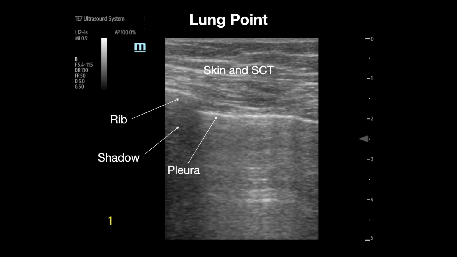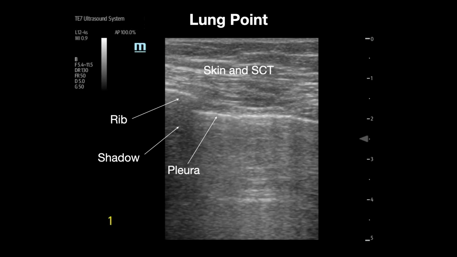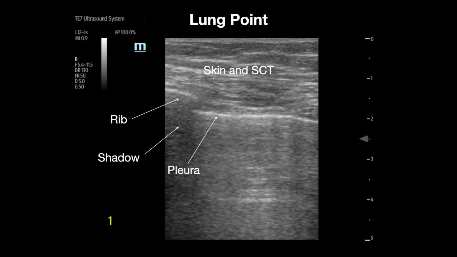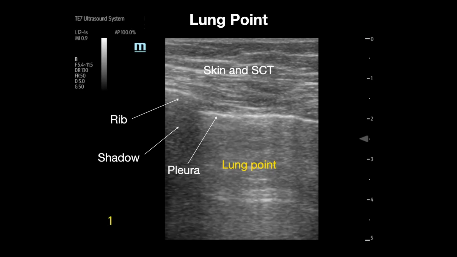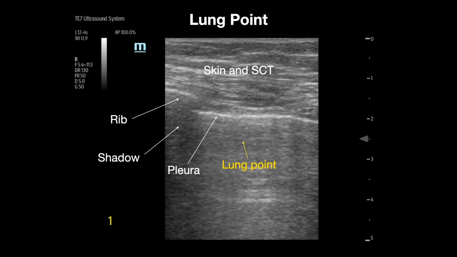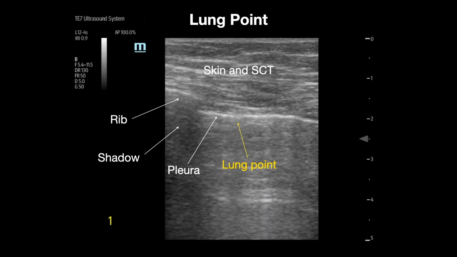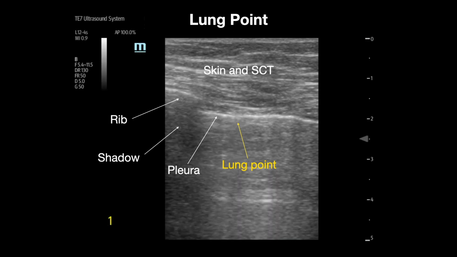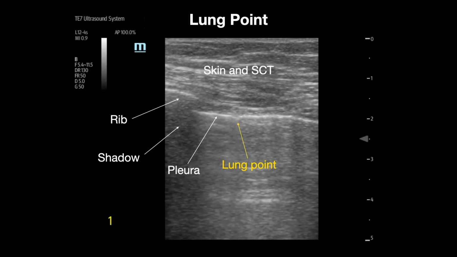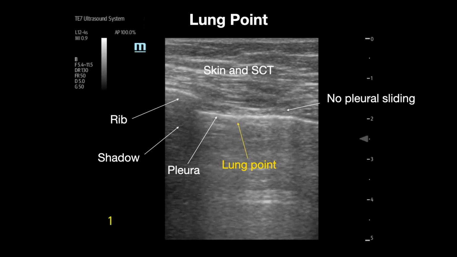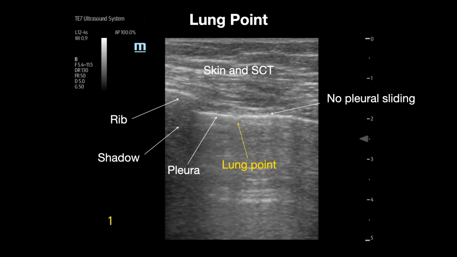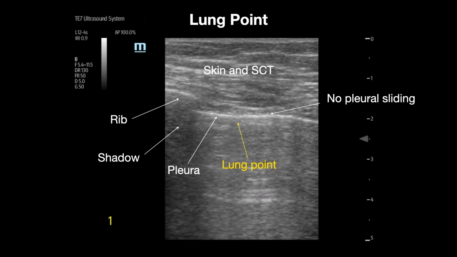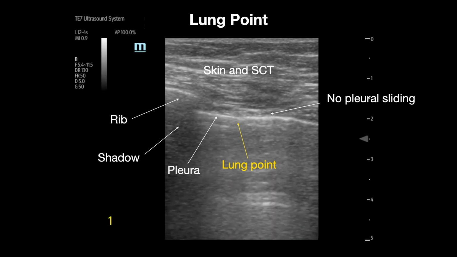Now note that after a point there is no movement and there is reverberation, just like A lines. However, there is no movement. And we have here the lung point. If you find a lung point in this type of circumstances, this is almost pathognomonic of pneumothorax. As you can see, as noted before, there is no pleural sliding. This is the same area and the same patient interrogated before.